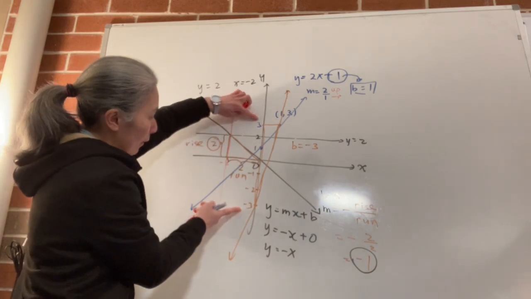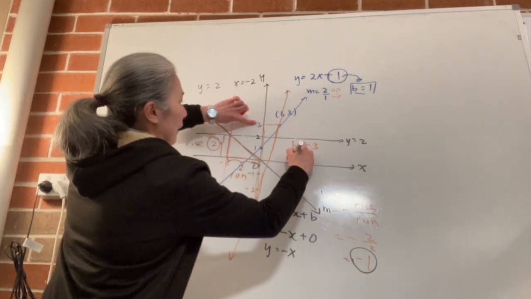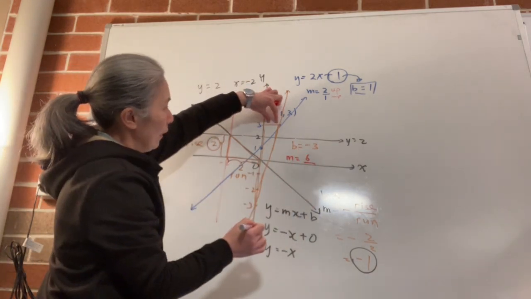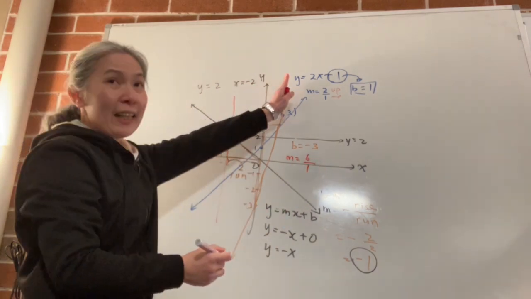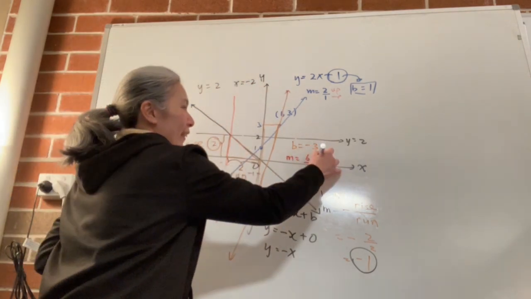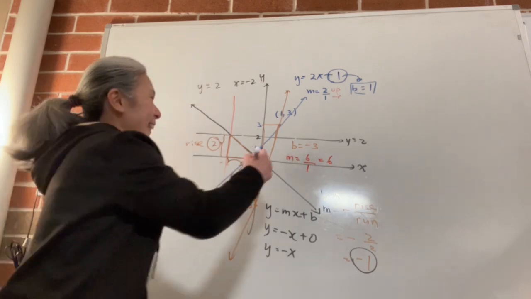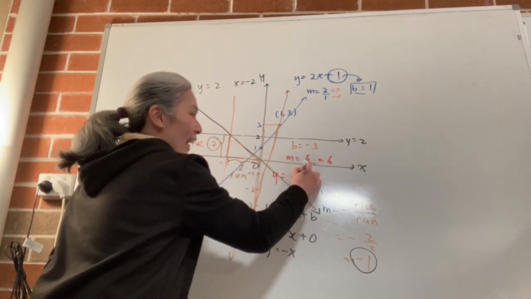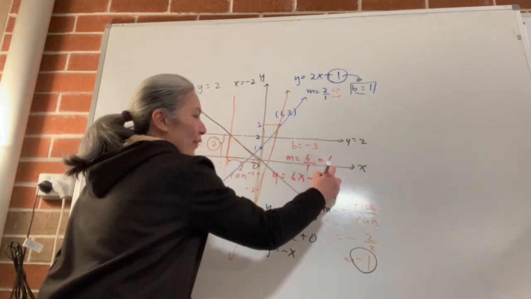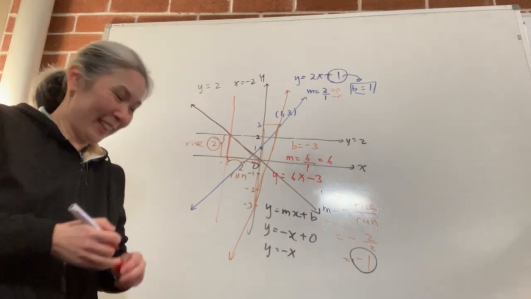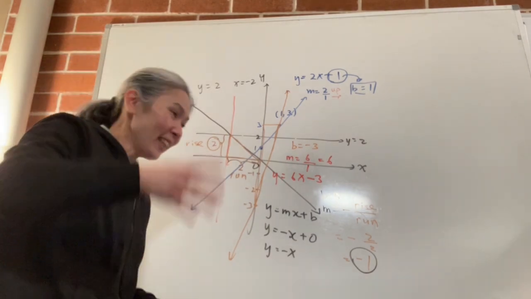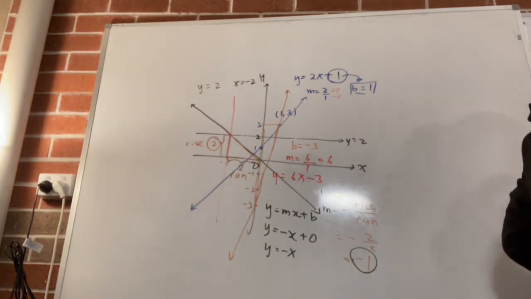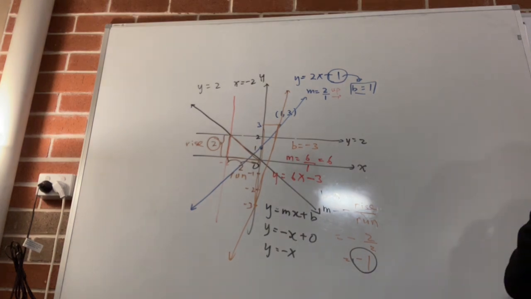What's the rise? 6 over 1. Positive or negative? Positive. Can you write the equation? 6x minus 3. Everyone agree? Can you do the exercise now? Yes, okay, good. Straightforward.